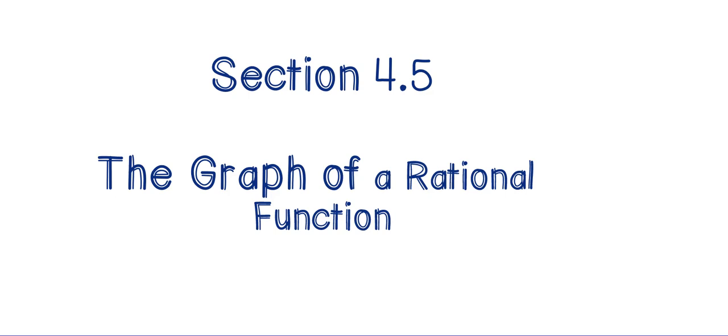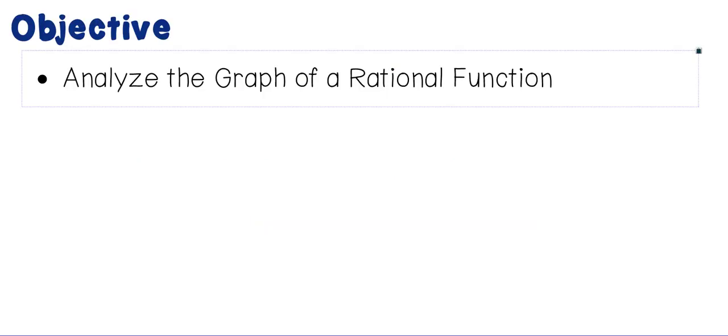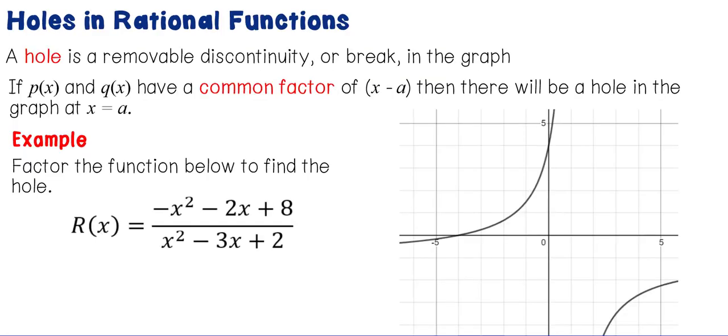All right, so what we're doing today is section 4.5, the graph of a rational function. And we're going to look at analyzing the graph of a rational function, looking at it from the rational function itself and looking from a graph, both directions. So first off, I want to make sure you understand that there are holes in rational functions at times.